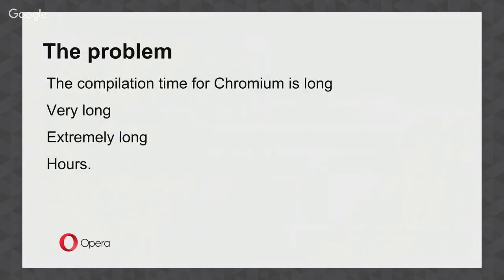But if we start with the background, the problem is that Chromium compilations are very long. And this is bad for many reasons. And I should say, when I say very long, I mean extremely long. We're talking about something like 36 CPU hours to compile Chrome and Content Shell. And even if you have a good computer, this turns out to be many hours.